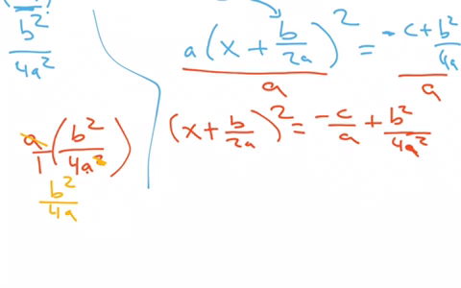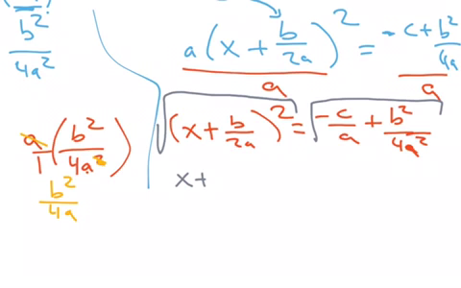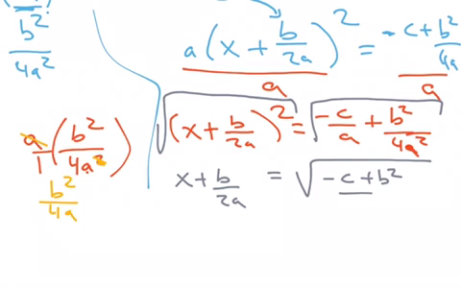Okay. So then we take the square root of this and the square root of this. So this gives me x plus b over 2a, and over here we get the square root of negative c over a plus b squared over 4a squared. Now, let's try to clean this up a little bit.